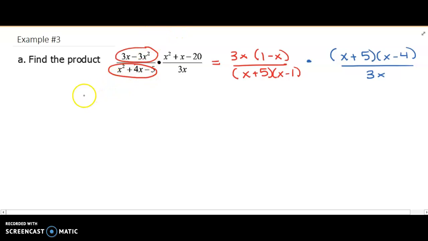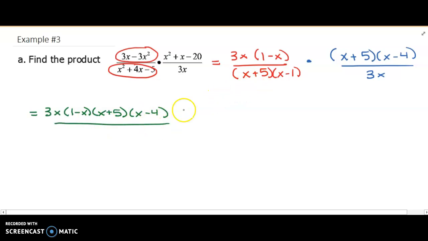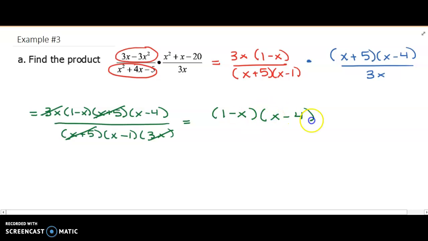Okay, now when I put these together, I get 3x times 1 minus x times x plus 5 times x minus 4 over x plus 5, x minus 1, and 3x. Okay, so from here I can start crossing stuff out. So my 3x and my 3x, my x plus 5 and my x plus 5, so I'm left with 1 minus x, x minus 4, over x minus 1.